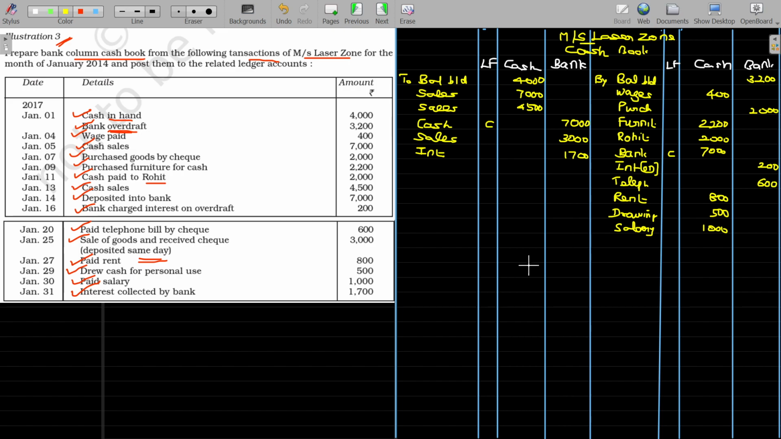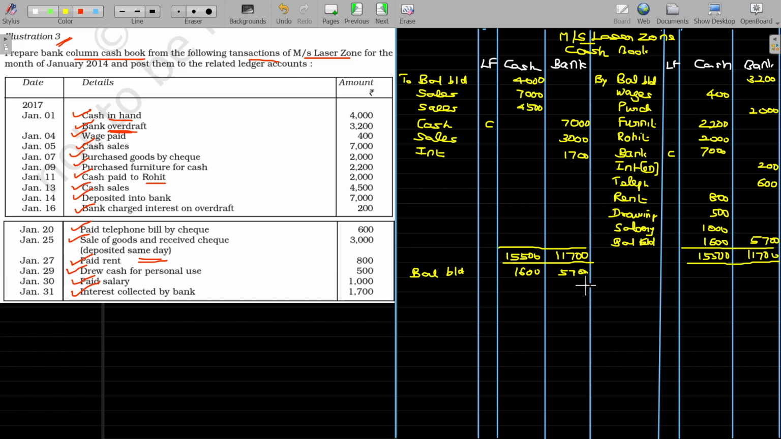I have posted everything. Now I'm going to close this. The total of the cash being 15,500, here also 15,500. Then the balance brought down, here balance carried on, and here brought down 1,600. And when it comes to the bank column, we get a positive balance, 11,700. Started with the negative balance overdraft, ending with positive balance 5,700. Is that okay?